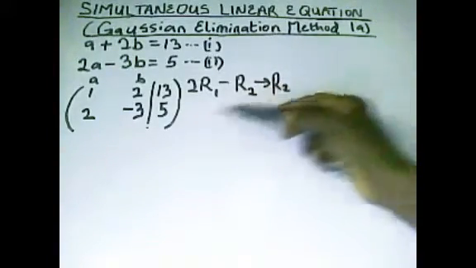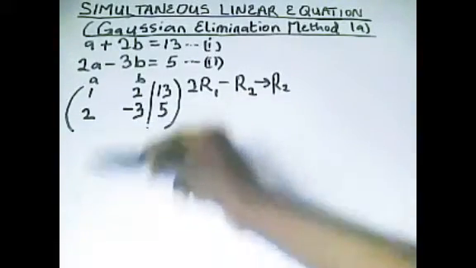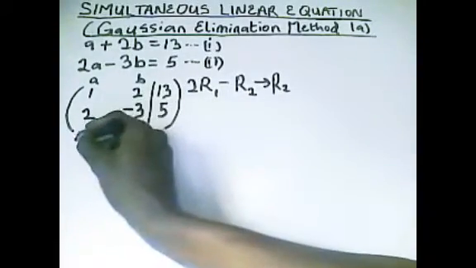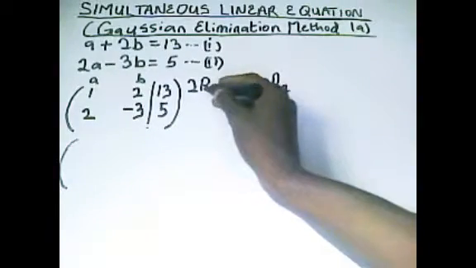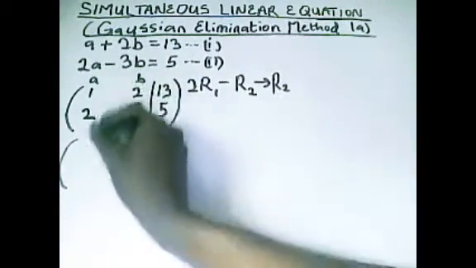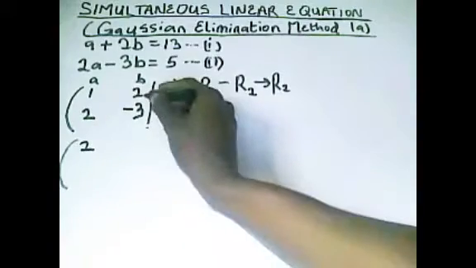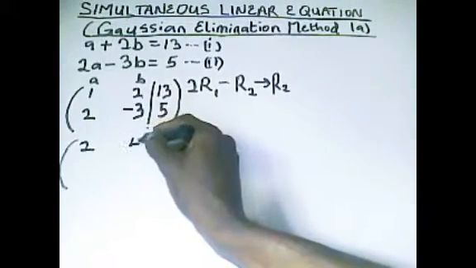Everything I've written here, I'm going to lay it out here. Okay, so now we draw up our second bracket here. Then 2 times everything in row 1 will become 2 times 1, we have 2. 2 times 2, we have 4.